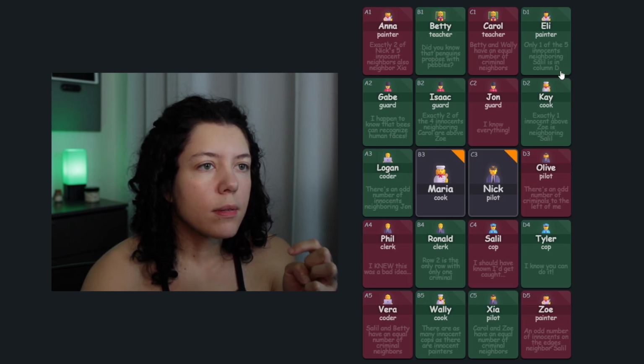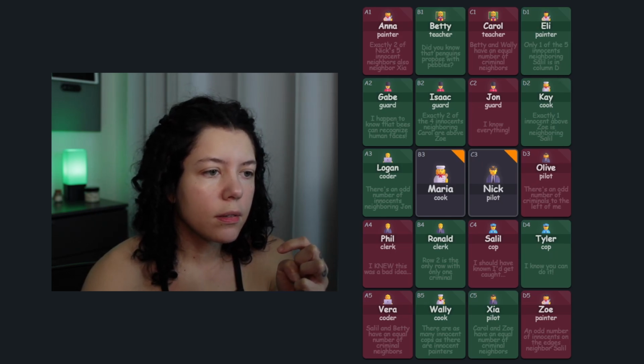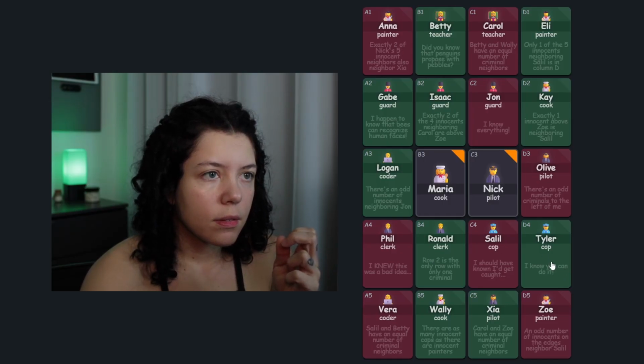5 innocents neighboring Salil is in column D. Yeah. 2 of the next 5 innocent neighbors also neighbor Zaya. That's Ronald and Tyler. Betty and Molly are done with their neighbors.